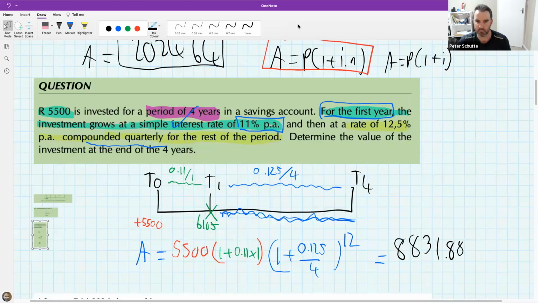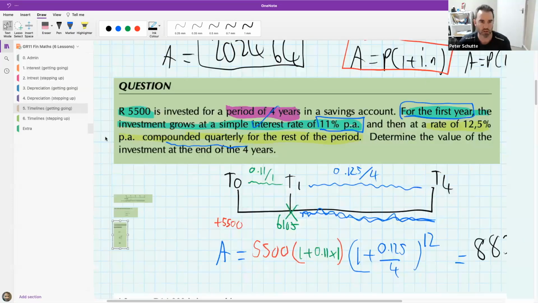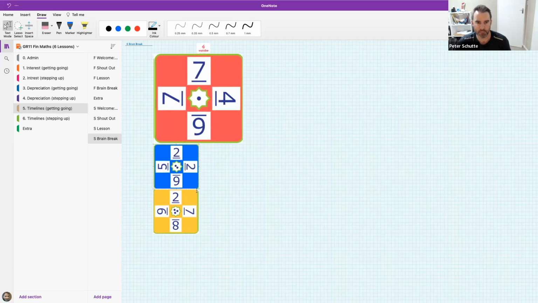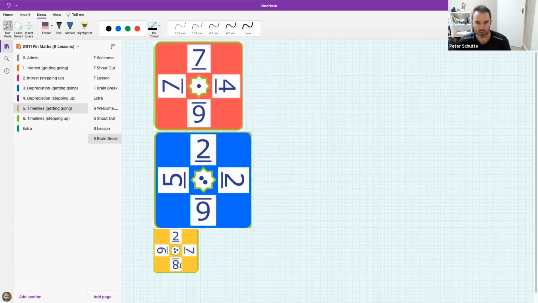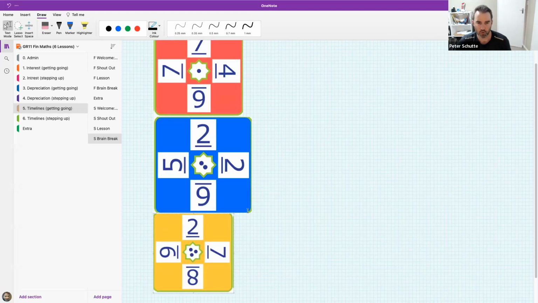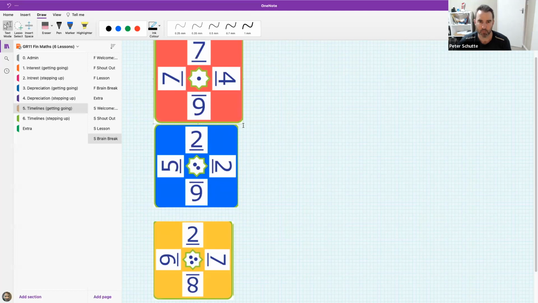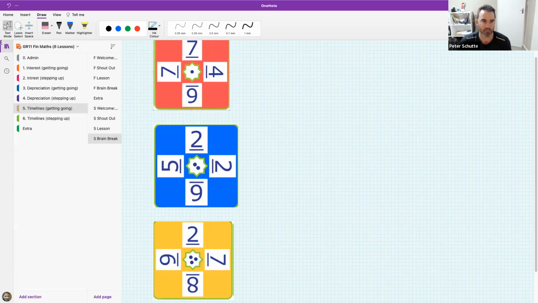Let's have a look at a Maths 24 puzzle. So here are your 3 Maths 24 puzzles for today. If you can solve them, then the glory is yours. And you can pop your answers in the chat.